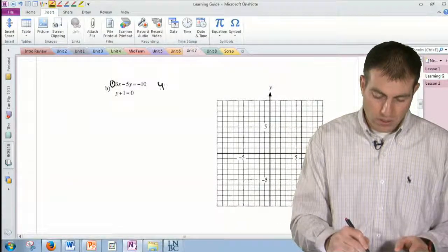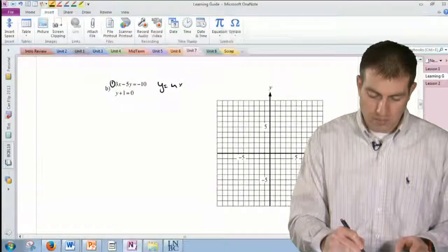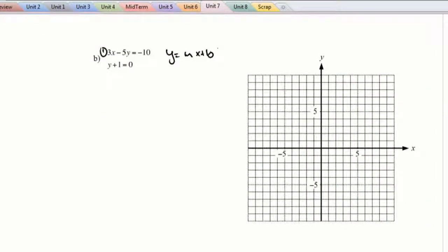So if I can get it into slope-intercept form, y = mx + b, once I get it there, I can plot it. And then I'm going to do the same thing with the second equation here. So let's look at the first equation.